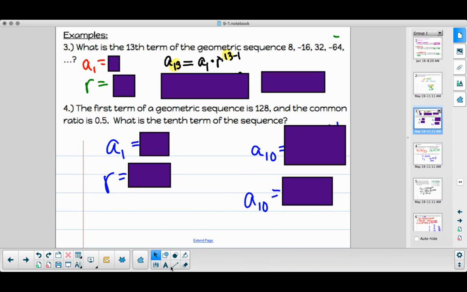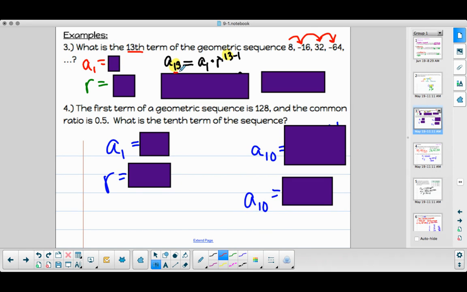Again, like I previously mentioned, if the numbers are alternating between positive and negative, then that means that your common ratio is going to be negative. To get 8 to be -16, you're multiplying by -2. And you do want to just make sure that that still works for all the other numbers. -16 times -2 is positive 32. Positive 32 times -2 is -64. So it does work.